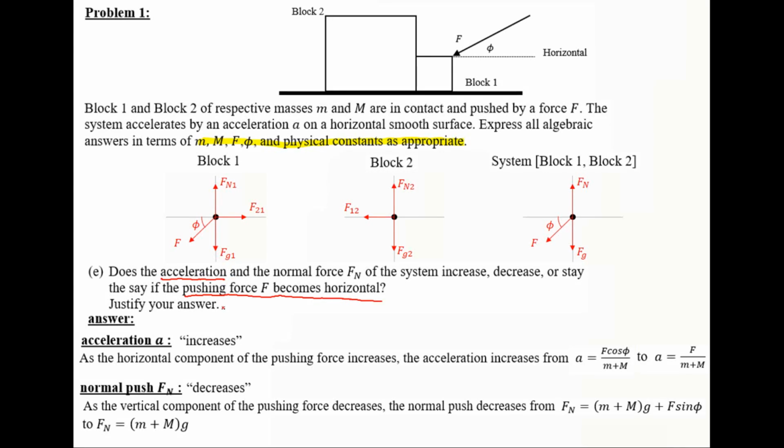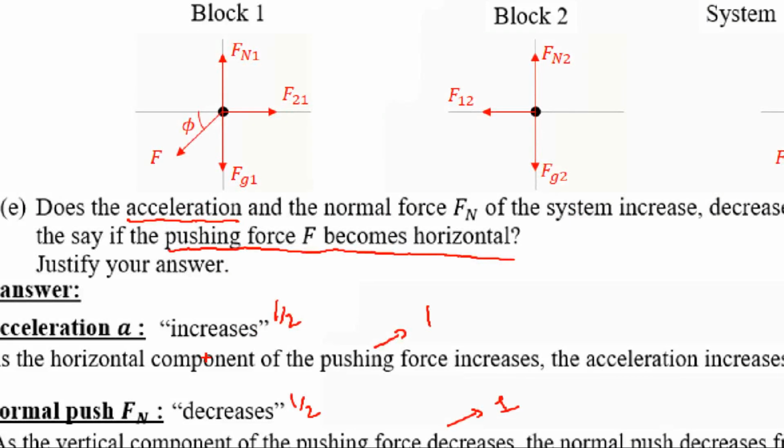So here, if I want to give you a marking scheme, increases would be credited as a half. This statement would be credited as a 1, let's say, for example. This would be credited as a half, and this would be credited as a 1. So for the correct choice, we have a mark, and for the correct reasoning, we have a mark.